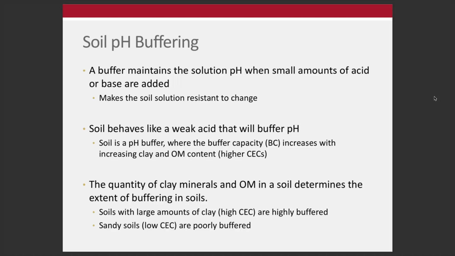Now, soil behaves like a weak acid that will buffer pH, and as buffering capacity increases, typically that's going to coincide with CEC. So as CEC increases, and the clay and organic matter content increase, typically buffering capacity will increase as well. And then there's the quantity of clay minerals. It's not just the amount of clay, but the actual mineralogy of that clay. What types of clays are there? Again, 1-to-1 versus 2-to-1 in a broad sense determine some of the buffering in soils. And sandy soils, low CEC soils, are poorly buffered. That's the converse.